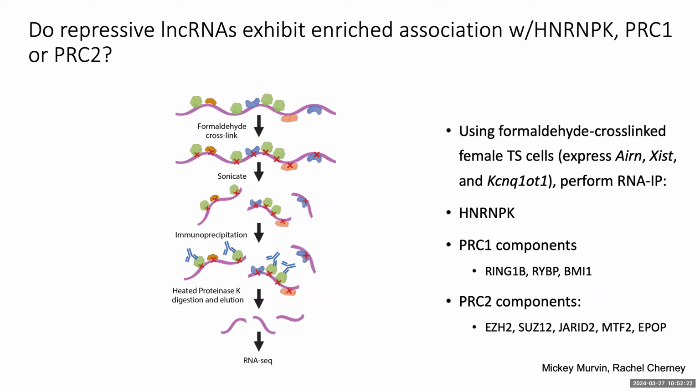And so, what we wanted to know next was, do our repressive RNAs of interest exhibit any sort of enriched association with either HNRPK, 3 components of PRC1, and 5 separate components of PRC2. And in order to address that question, we used formaldehyde cross-linked trophoblast stem cells that express all 3 of these RNAs, and we performed an RNA immunoprecipitation protocol.